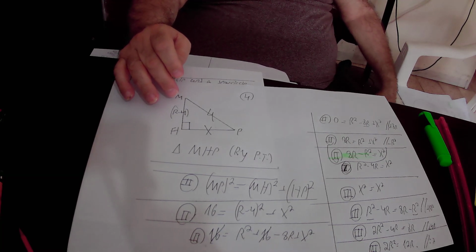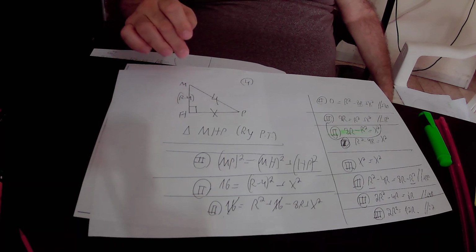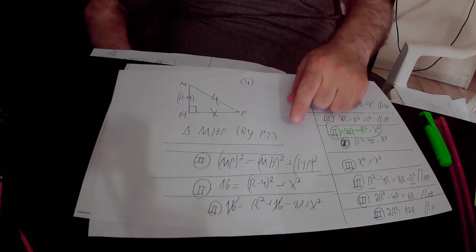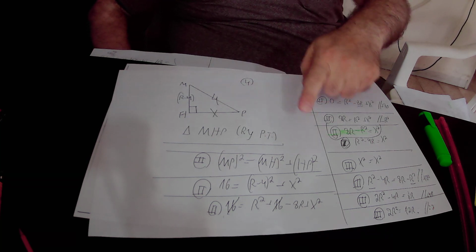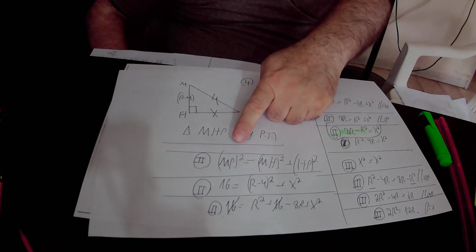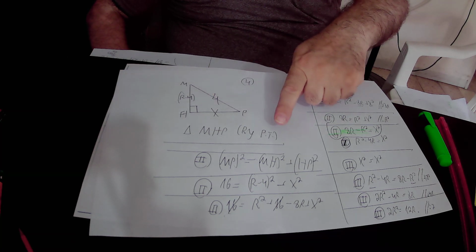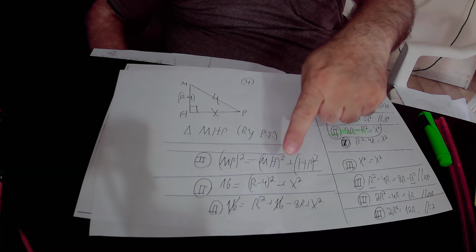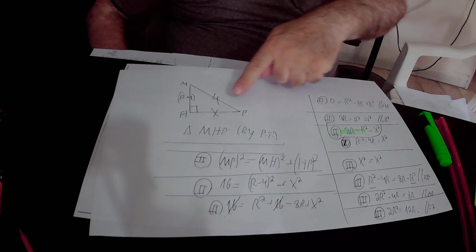According to the Pythagoras theorem, the square of the hypotenuse equals the sum of the squares of the perpendiculars. The hypotenuse is MP, and its square is MP squared. That is equal to MH squared plus HP squared. MP equals 4, therefore MP squared is 4 squared, that is 16. MH equals capital R minus 4, therefore MH squared equals capital R minus 4 squared, plus HP squared. HP equals x, so HP squared is x squared.